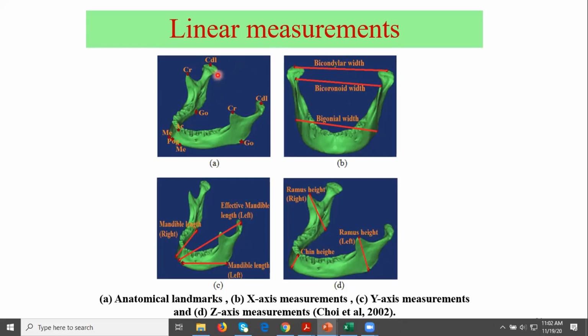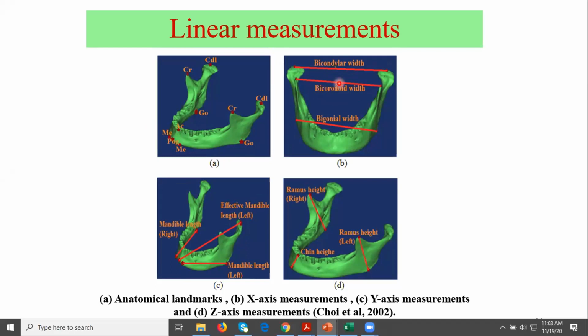From that, we have taken this length. From here to here, they represent the bicornual width. From here to here, they call it the bigonial width. From this side MA to that side MA, they take this GO to GO. Here to here, they take the diagonal width. Like this, some terminology is available in the medical community. Based on this terminology, we identify the linear dimensions.